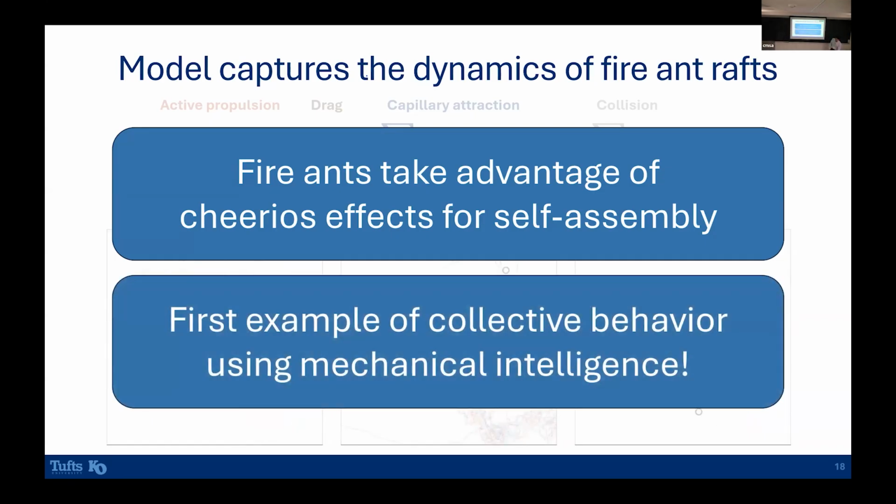This is also a very intriguing example for me that collective behavior can sometimes use passive forces and not be actively assembled.